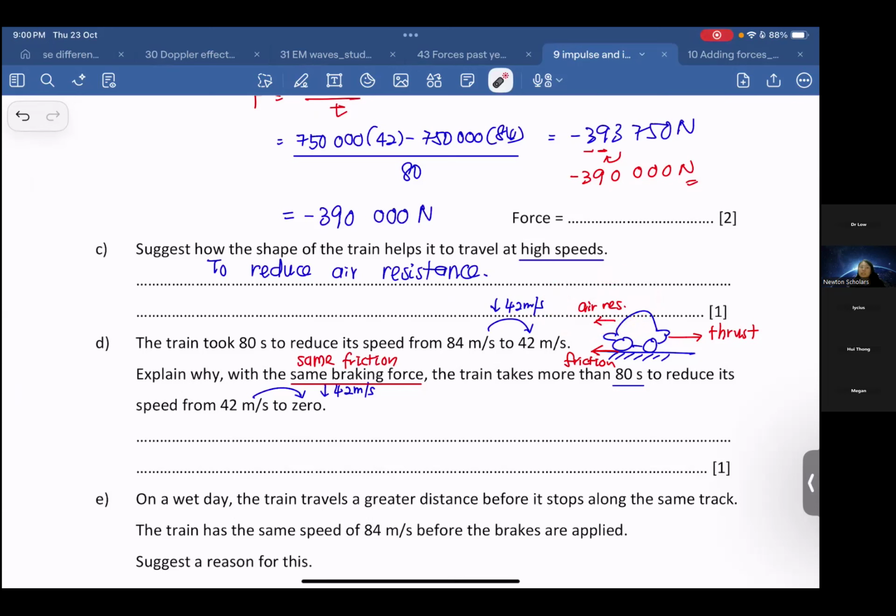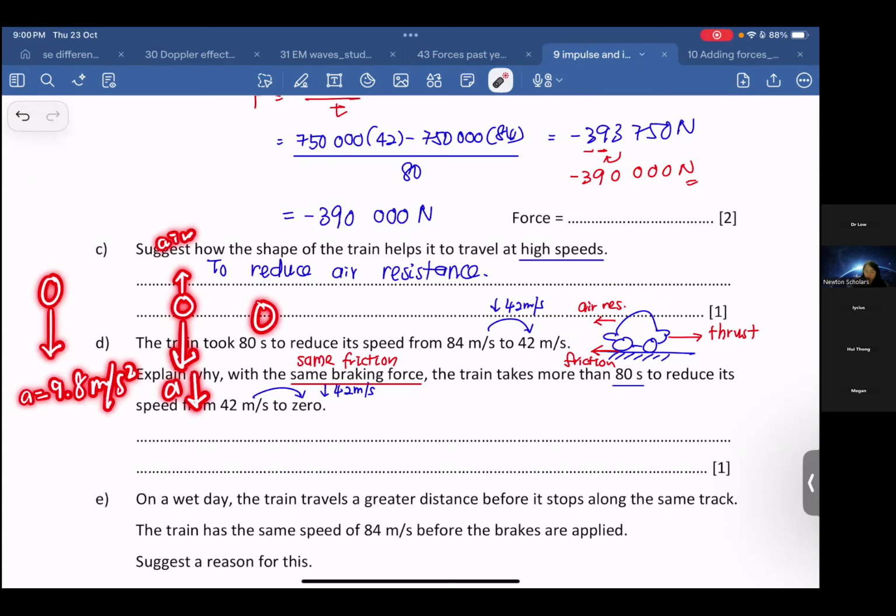Do you guys still remember the terminal velocity lesson? A few lessons ago, we learned about terminal velocity. When the skydiver jumps out, initially there is no air resistance, so we will accelerate at 9.8 meters per second squared. After a certain while, because we accelerate, we start to have air resistance, so the acceleration will decrease, right? Until a certain moment, air resistance is equal to your weight. At this moment, the object is moving with terminal velocity.